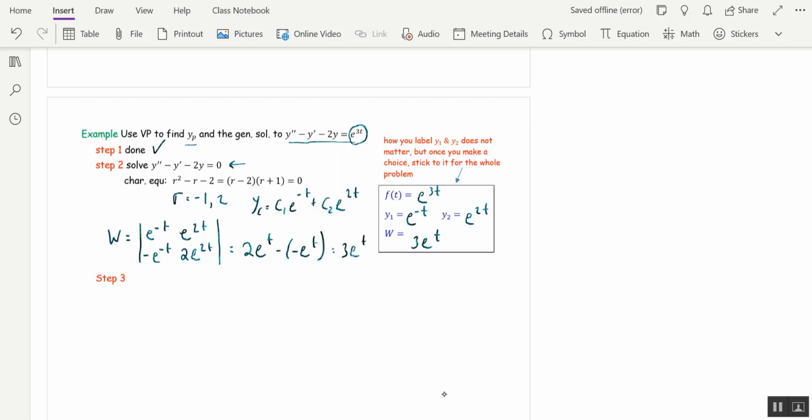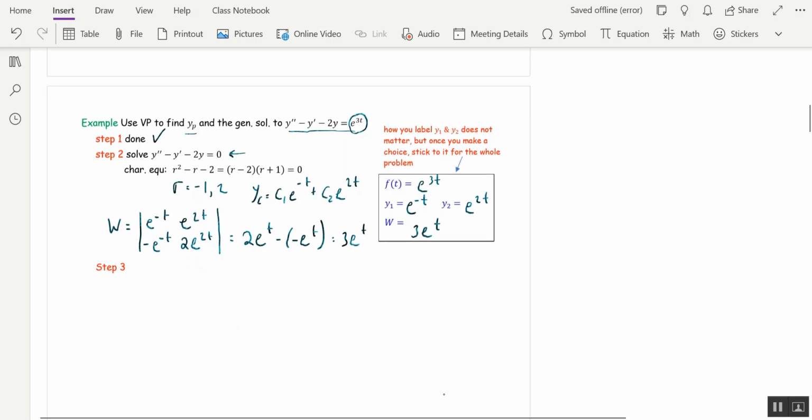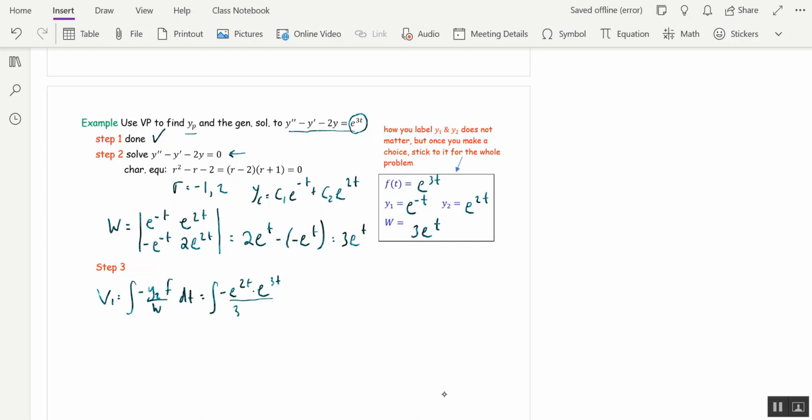All right, step 3, I want to find V1 and V2. V1 is the integral of negative y2 f over W dt. That's the integral of negative e^(2t) e^(3t) over 3e^t. Let's clean that up: that's the integral of negative 1/3 e^(4t). Finally we integrate to get negative 1/12 e^(4t). Take your constant of integration to be 0.